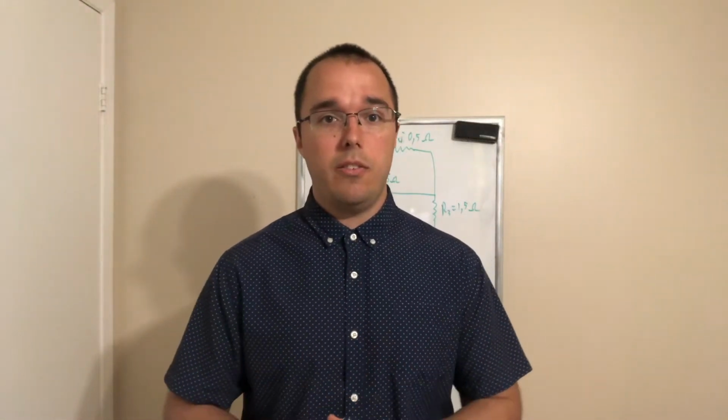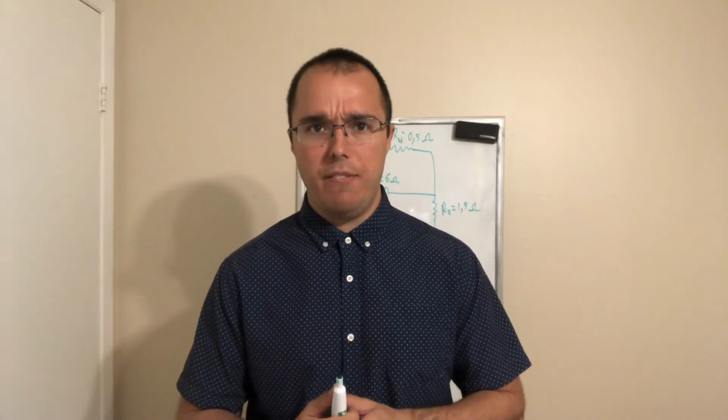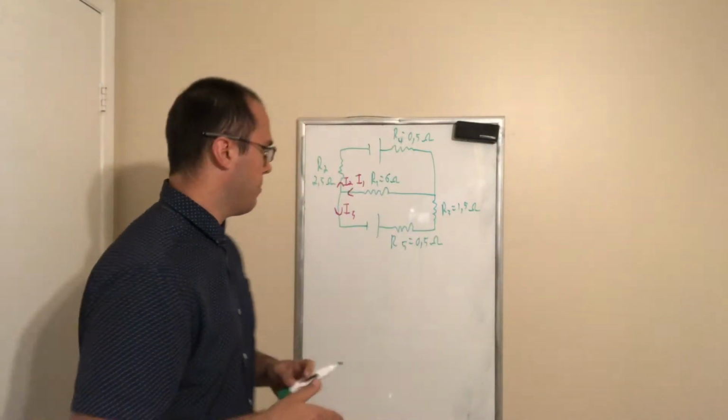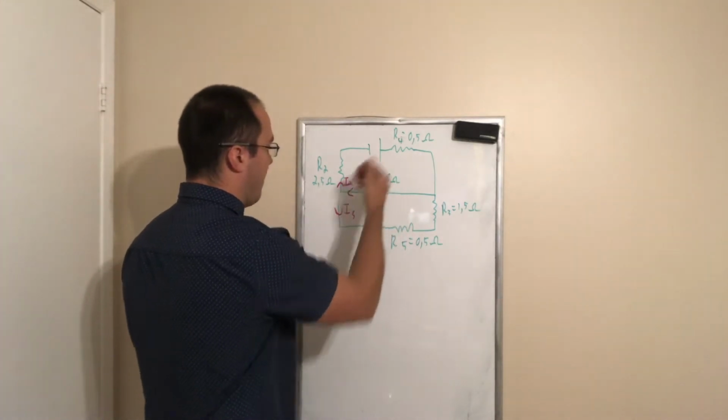Alright, let's solve another problem related to Kirchhoff's law. This time it is question 115. We're given a diagram. It is quite a complex one. We have 2 power sources and 5 resistors.